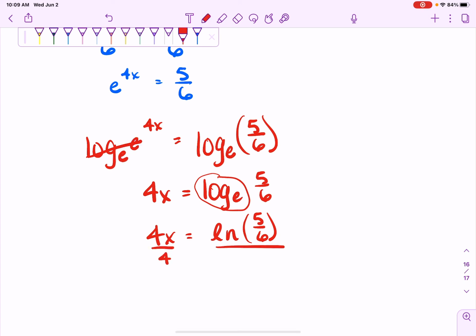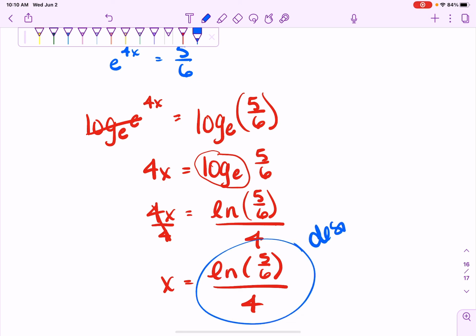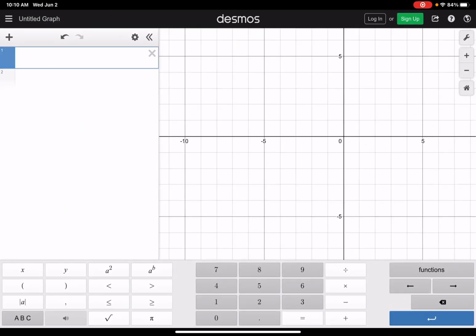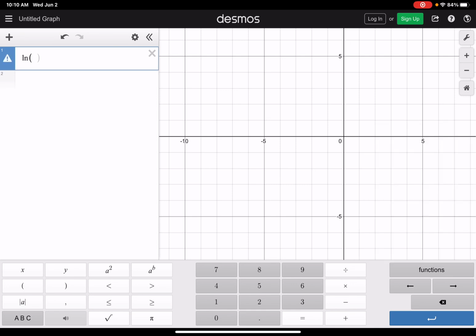Okay, divide by 4. So I have x equals the natural log of 5/6 divided by 4. So now this part we're going to put into Desmos to get our answer. If I go back here, in the functions part where we were, the natural log is in there. It's in the first column above the log. So I'm going to do the natural log, 5 divided by 6 in my parentheses.